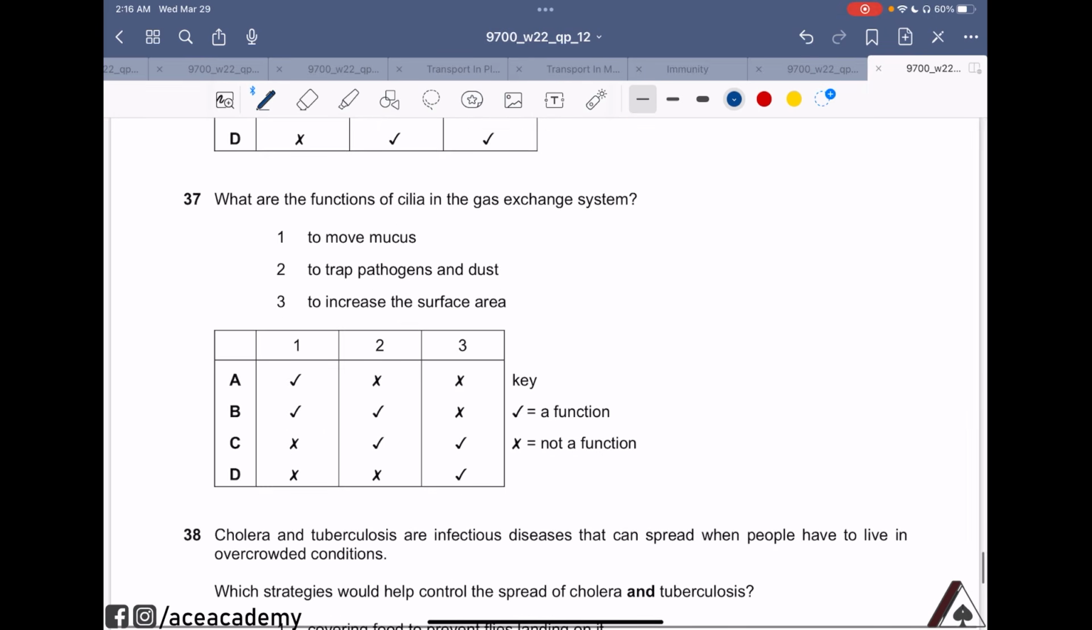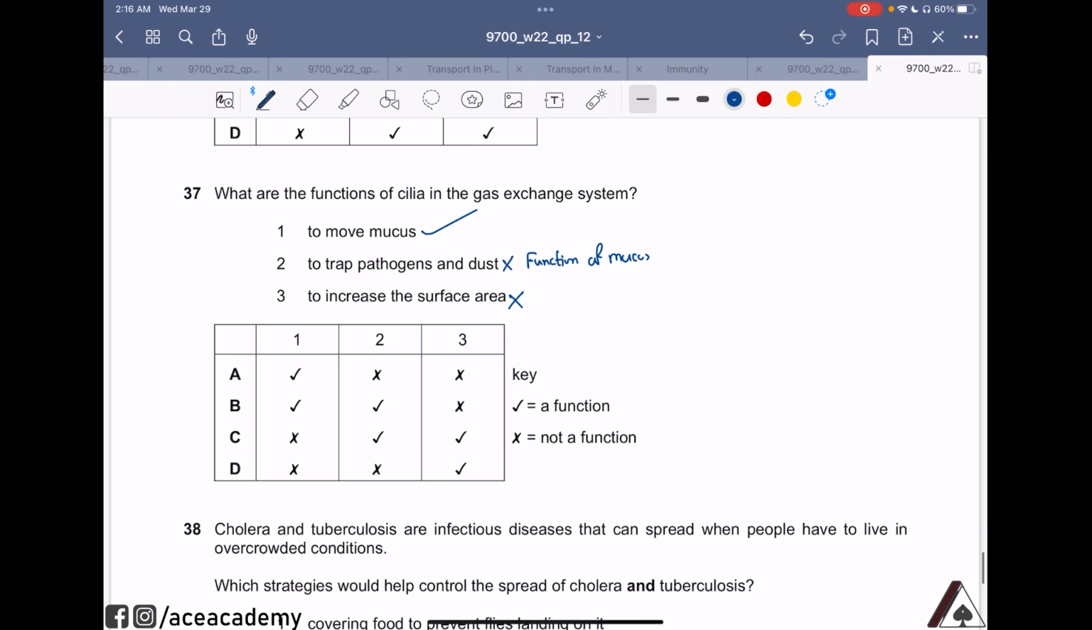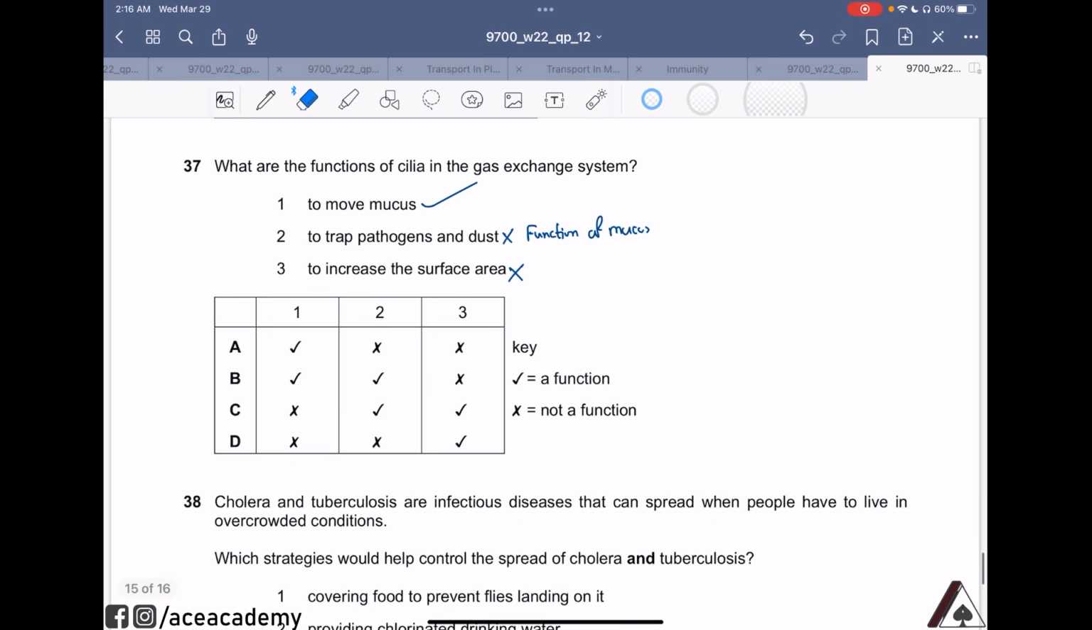Number 37. What are the functions of cilia in the gas exchange system? One, to move mucus, yes. To trap pathogens and dust, no. This is the function of mucus. And number three, to increase the surface area. This is incorrect, because what would be the purpose of increased surface area of cilia, right? So only one is correct. And for 37, A is the correct option.